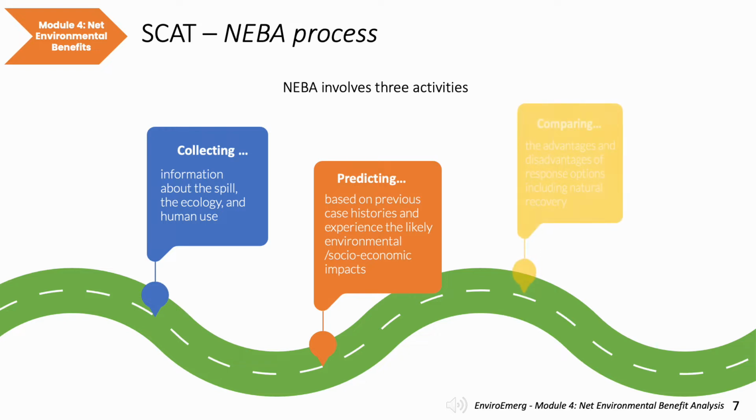The net environmental benefit analysis process engages three activities: collecting, predicting, and comparing. Collecting is done by the field SCAT. While on oiled shores, it's about measuring the oil's distribution, its thickness. You're assessing the ecological vulnerabilities and sensitivity to the oil, addressing the human uses, whether it's a cultural site for First Nations or has commercial applications like a shellfish harvesting site. This is where local knowledge from the representative SCATs come into play.